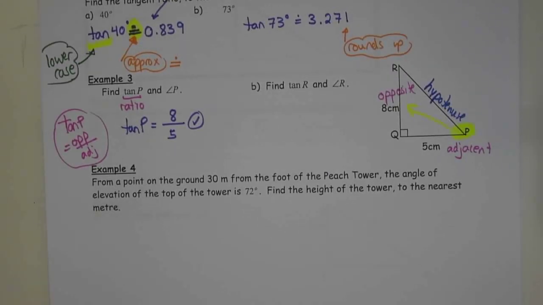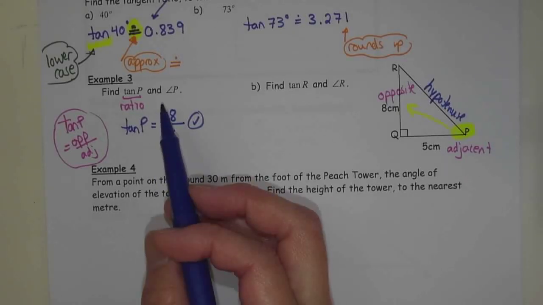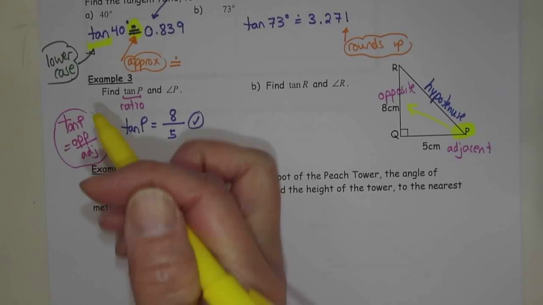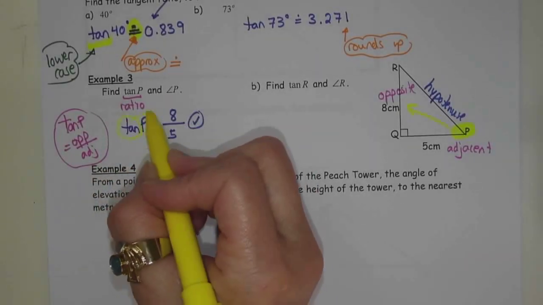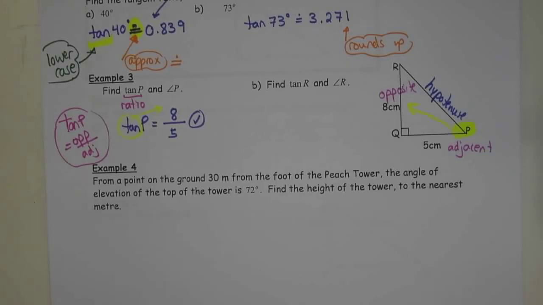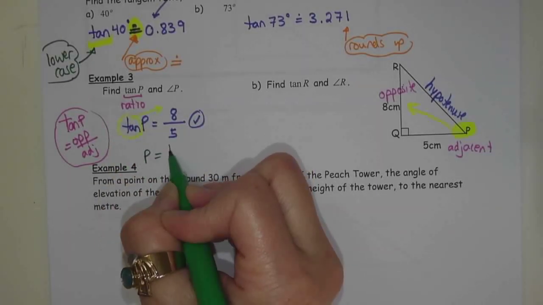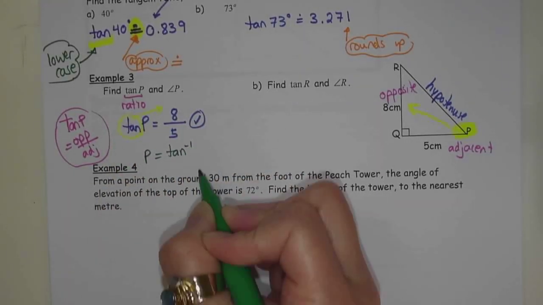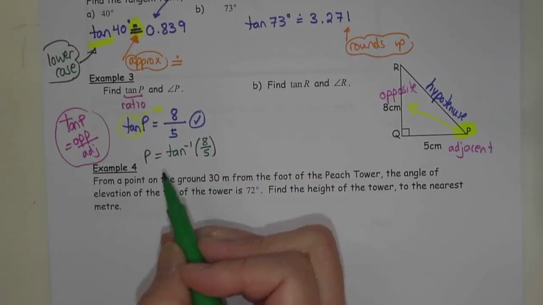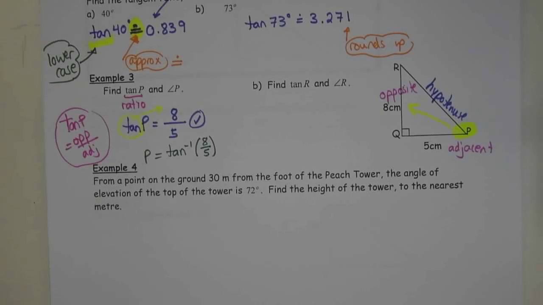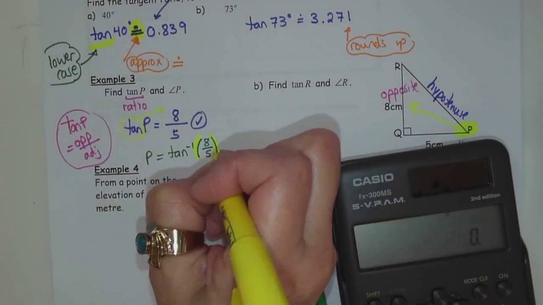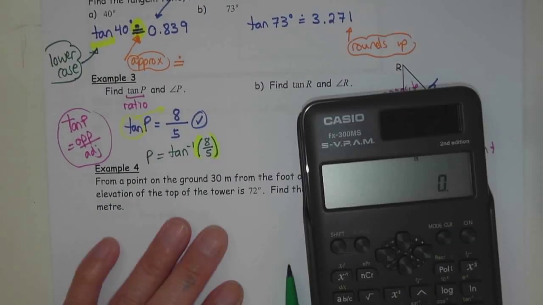Then I want you to find angle P. When you break apart this tan part here and bring it over, P equals inverse tan of 8 over 5. Put a bracket around that because we want the whole thing. Your calculator will not understand it, and will not get the right number, without the bracket.